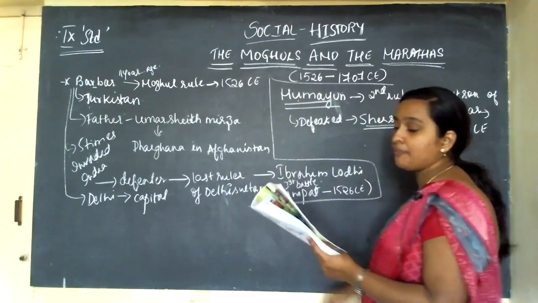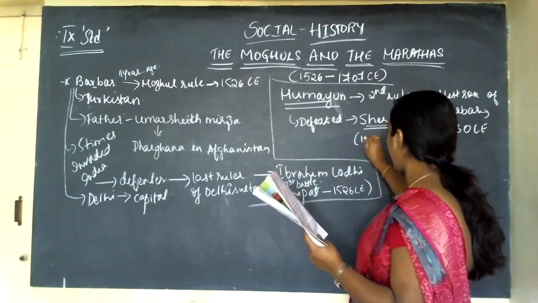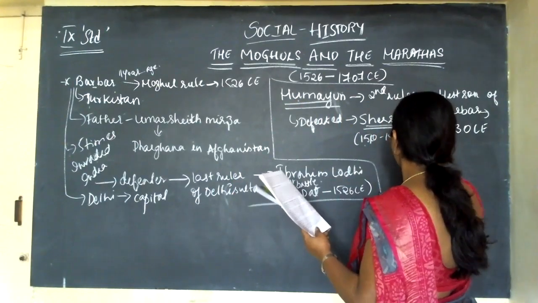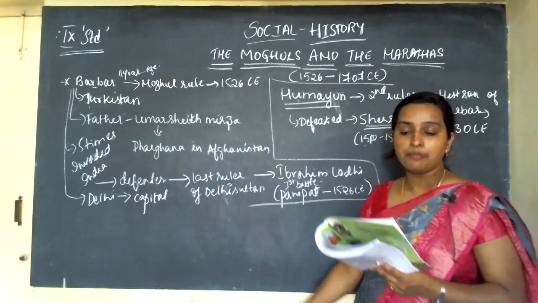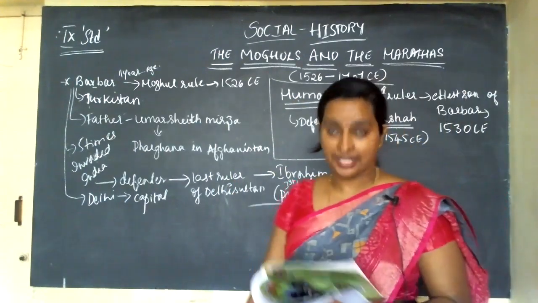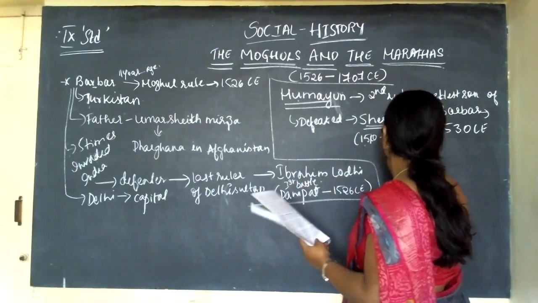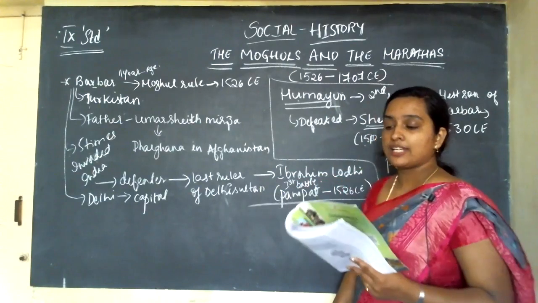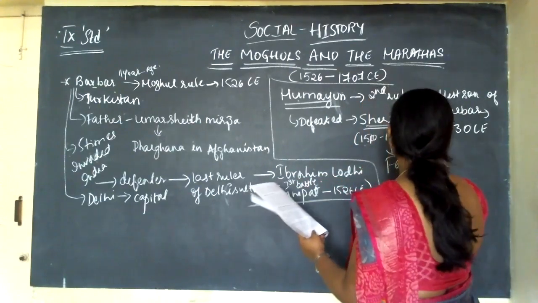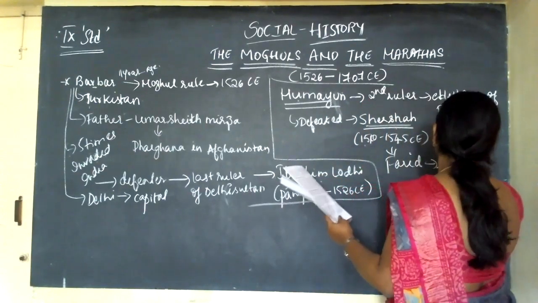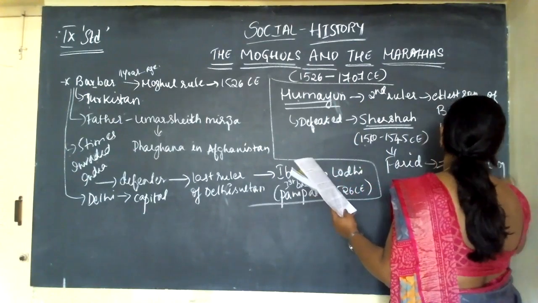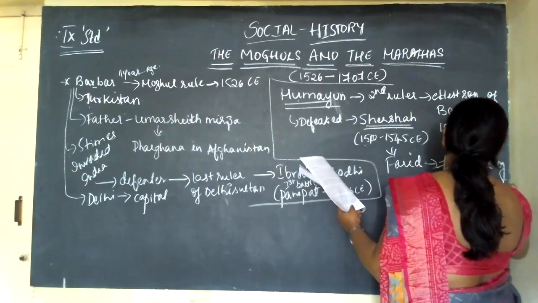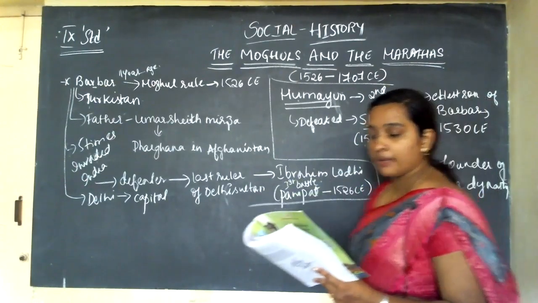Who was Sher Shah? Sher Shah ruled the kingdom from 1540 to 1545 CE. Just for a span of 5 years, he ruled the kingdom. What was his original name? Farid. Understood? And he was the founder of the Sur dynasty. Who was he? He was the founder of the Sur dynasty. Okay.